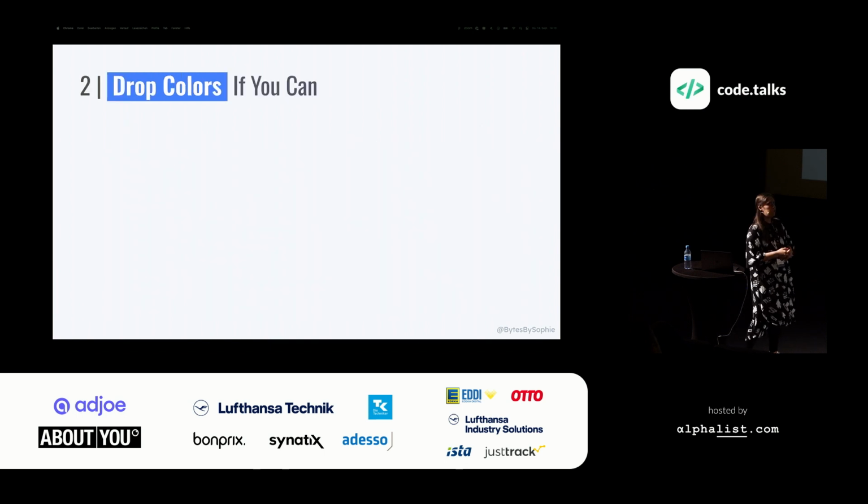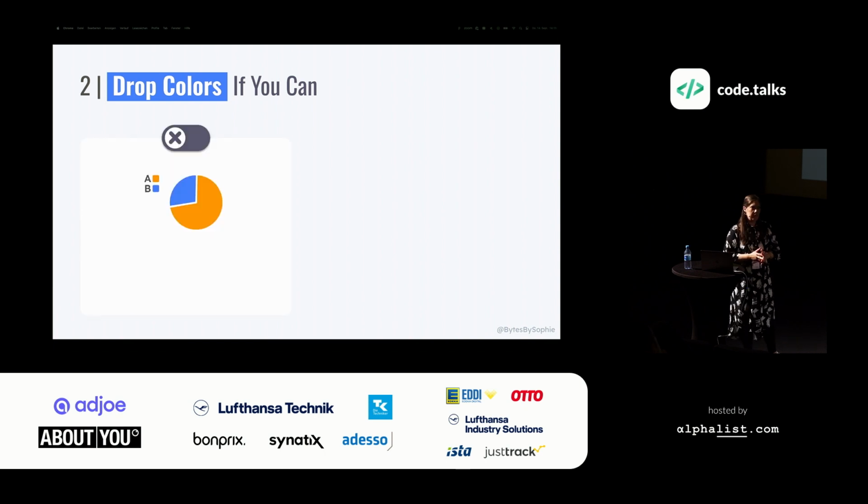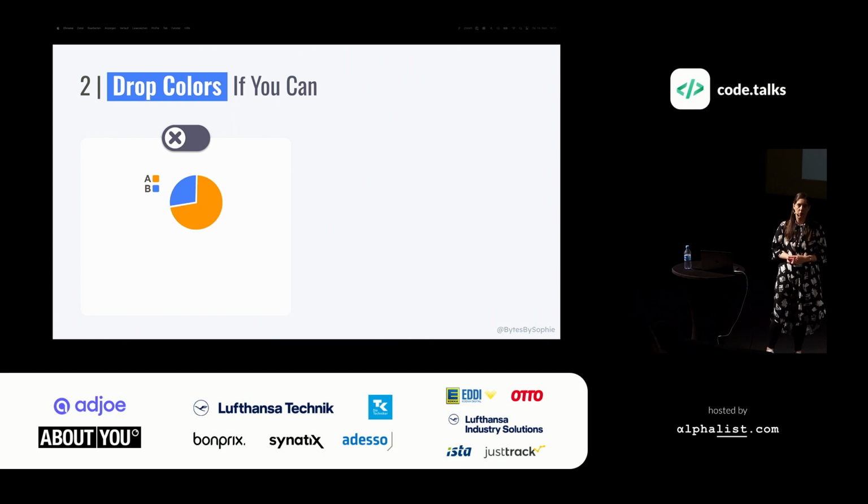Now, the second tip is to drop color if you can. There are many reasons for that, which could also fill another talk, but I decided to focus on a few arguments that, again, save our brain some bandwidth.